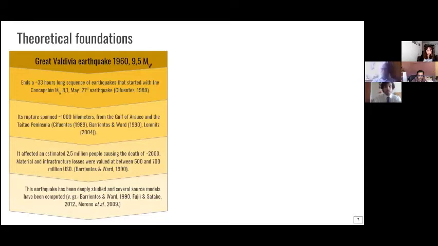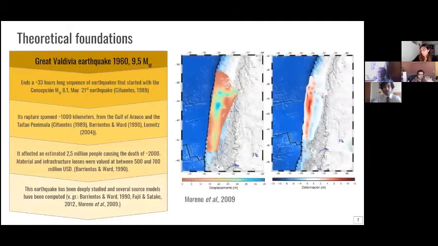For this reason, this earthquake has been deeply studied and several source models have been computed, starting with Barrientos and Ward in 1990, Fujii and Satake in 2012, which uses tsunami and magnetograph data, and Moreno et al. in 2009. This is an example of the rupture model from Moreno et al. 2009. This is the slip model, and this is the deformation model. You can see that the slip reached up to 45 meters, and the deformation went up to 12 meters.